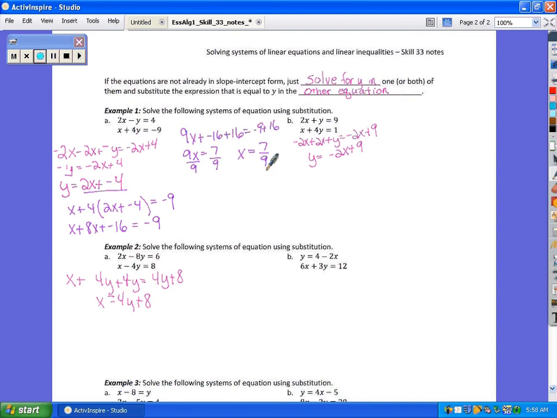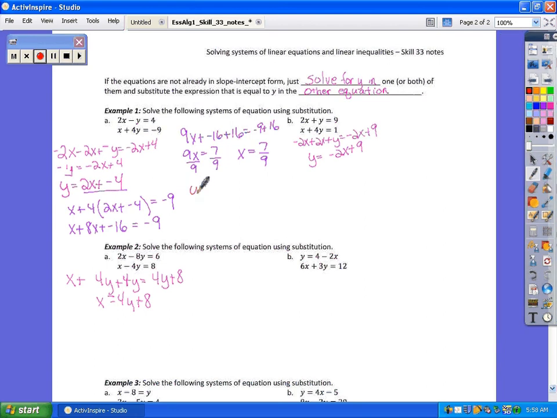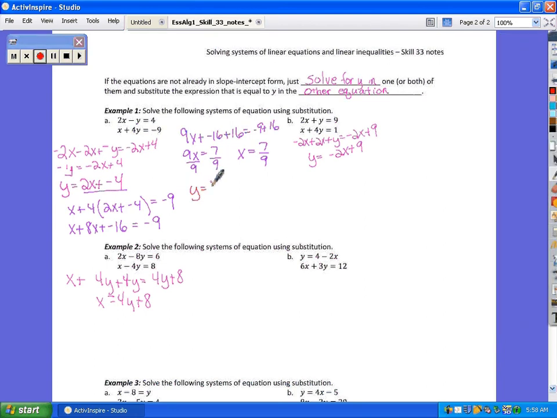And the first thing that you think about is that you've made a mistake because it didn't come out to be an integer, but that's okay. So I'm going to take my 7/9 and I'm going to solve for y. So y equals 2 times 7/9 minus 4. And if you go ahead and do the math, you should get y equals a negative 22/9.